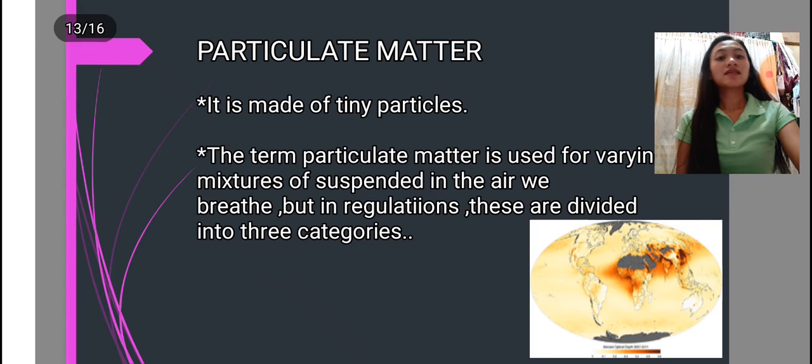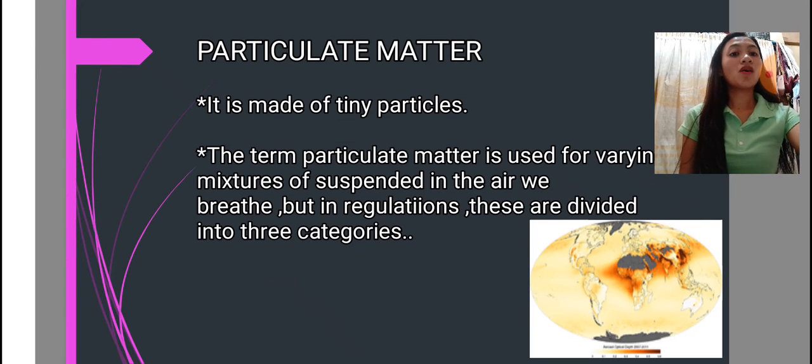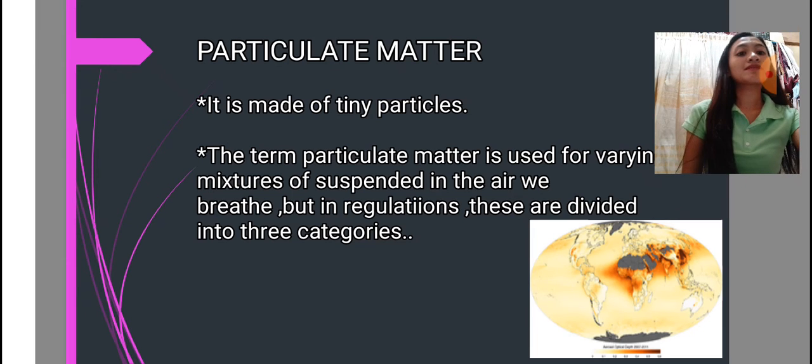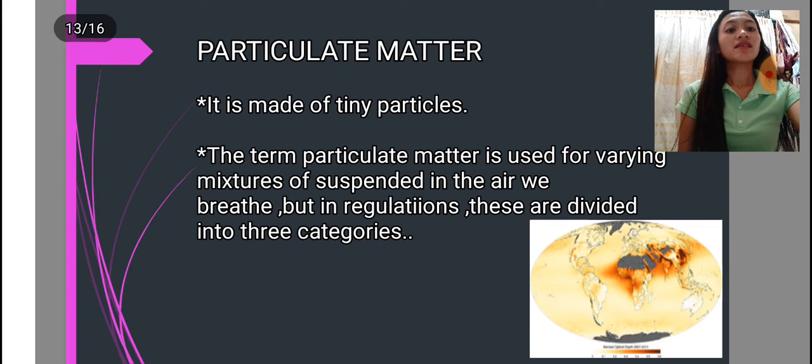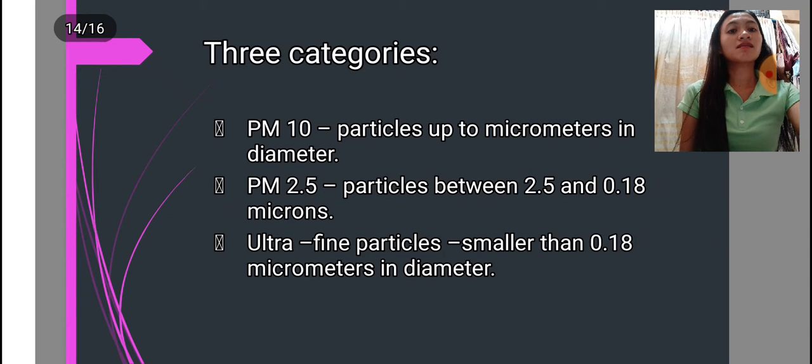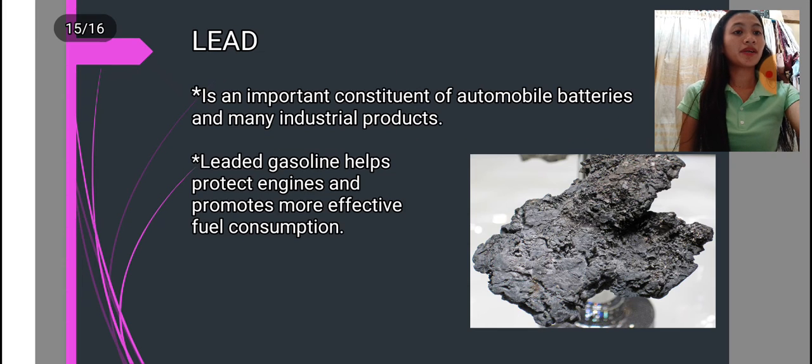Next is particulate matter. It is made up of tiny particles. The term particulate matter is used for varying microbes suspended in the air we breathe, but in regulations, these are divided into three categories. The three categories are PM10, particles up to 10 micrometers in diameter; particulate matter 2.5, particles between 2.5 and 0.18 microns; and the ultrafine particles smaller than 0.18 micrometers in diameter.